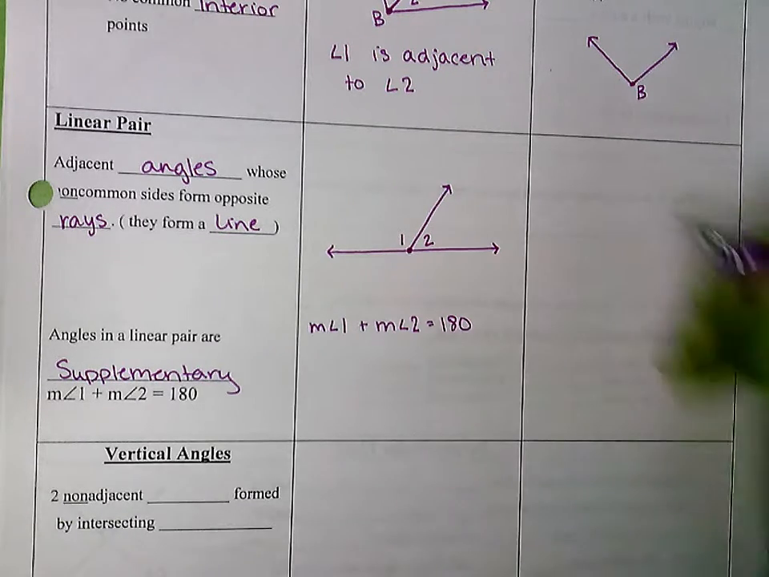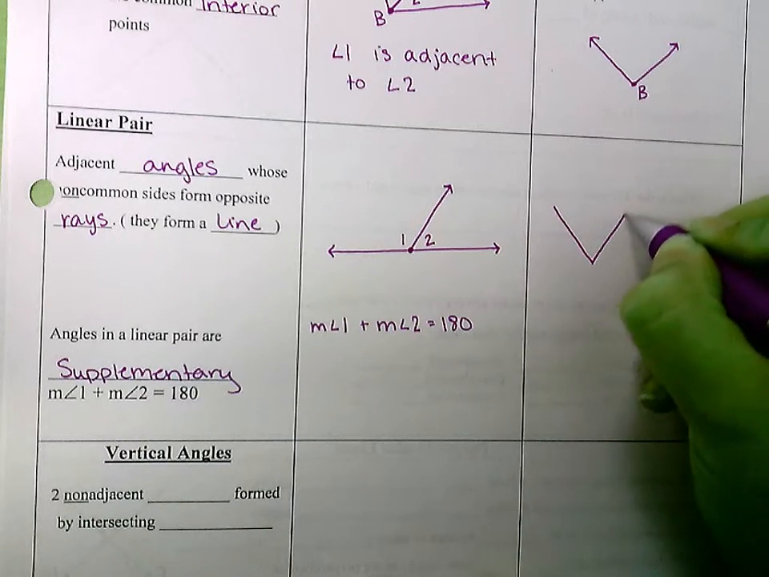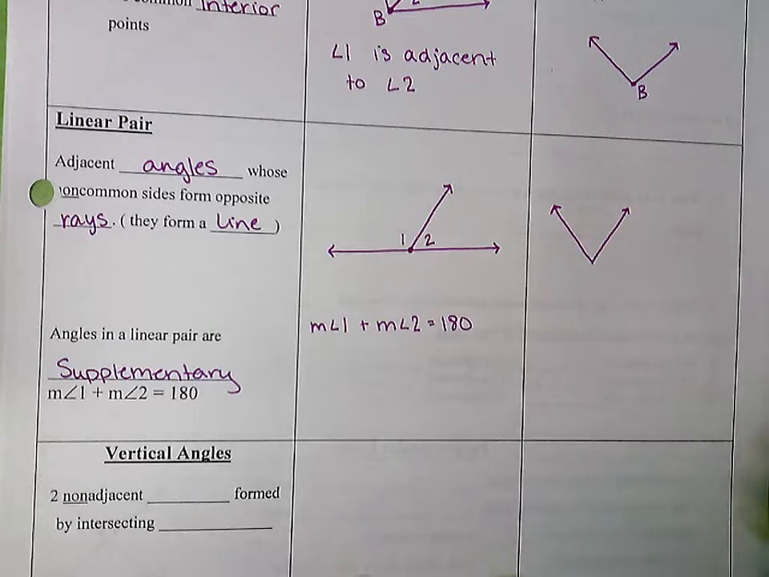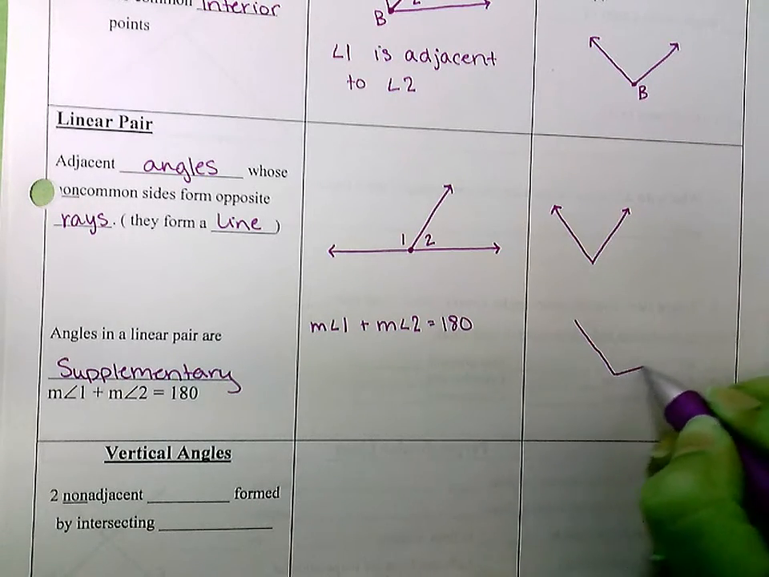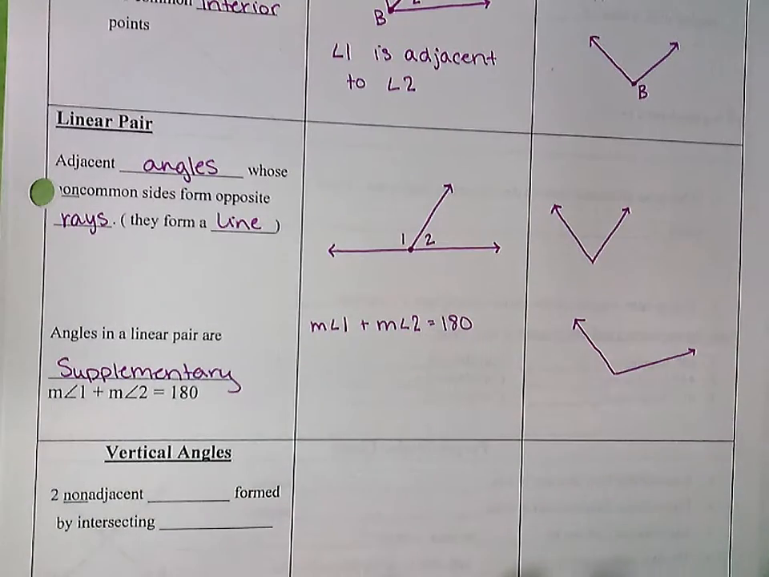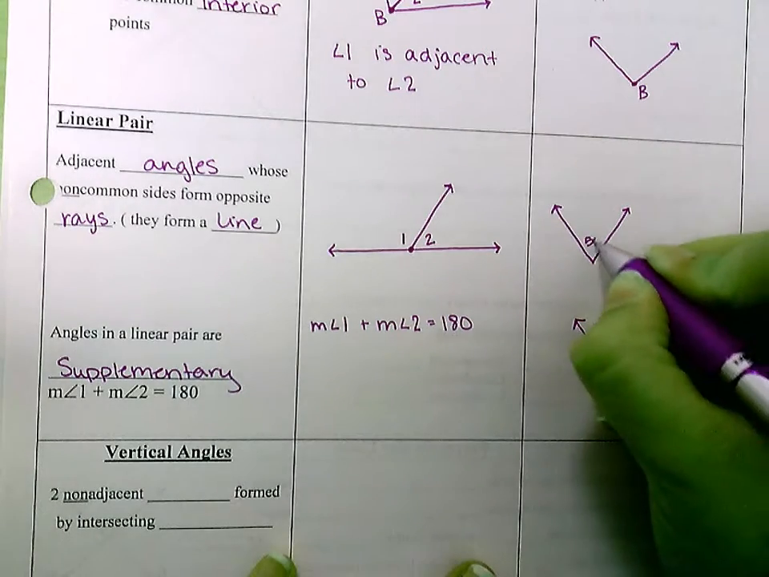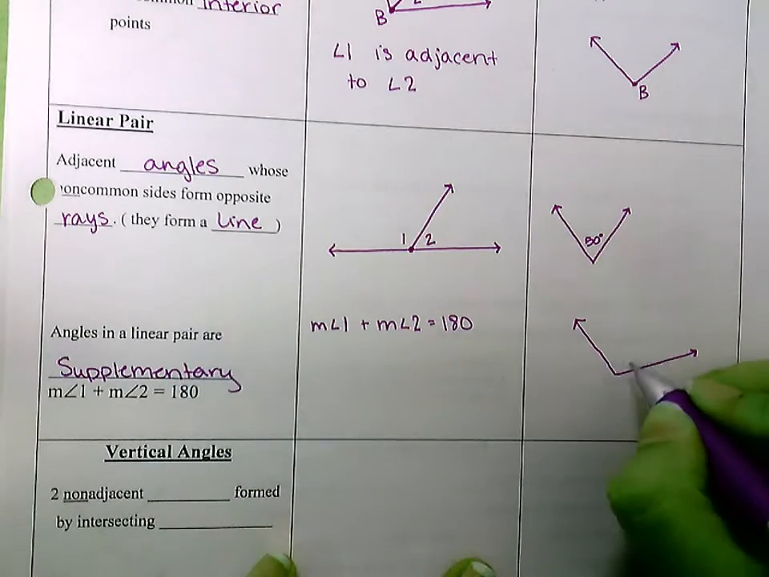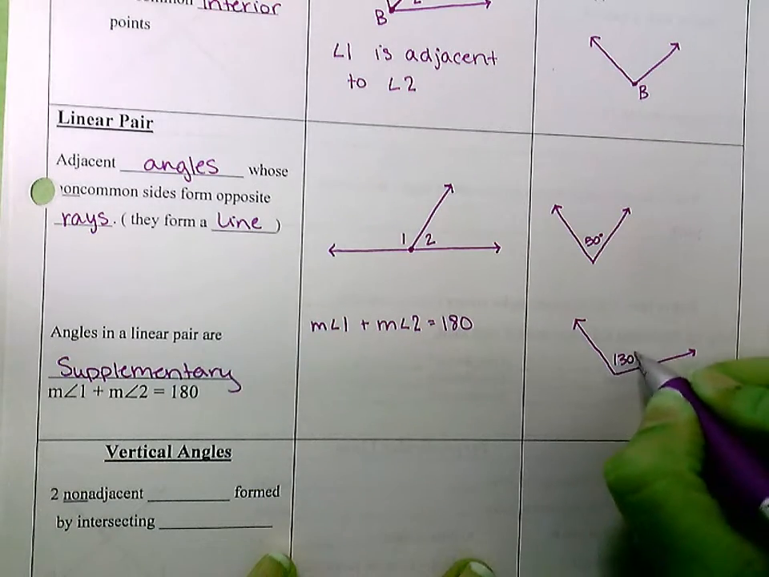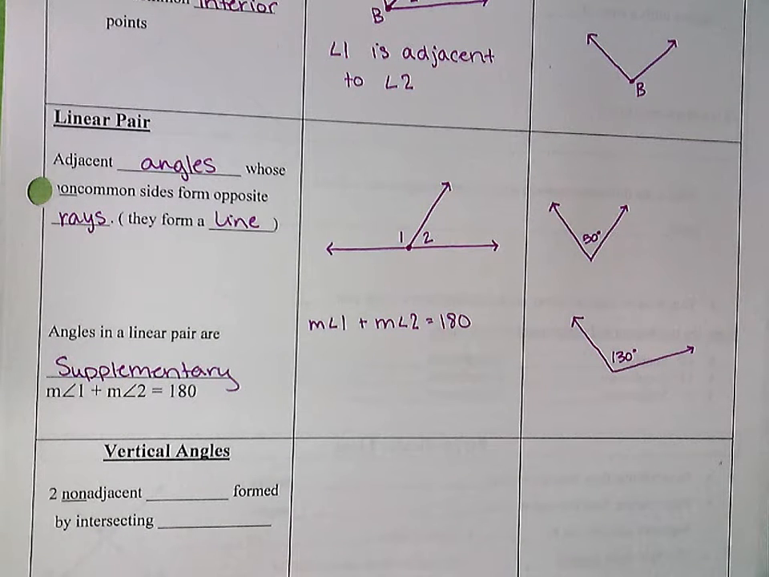So a non-example of this, again, if I have two angles, I'll have one here, and I'll make another one down here. I'm going to label this angle as 50 degrees and this angle as 130 degrees. Now these two angles, if you were to add them together, would equal 180. But they're still not considered a linear pair. So if you have two angles that add to 180, it's not always a linear pair. Questions on that one?